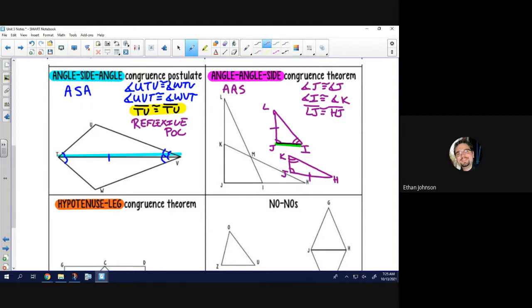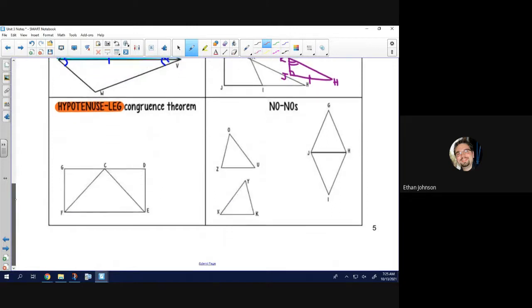Now we have one last type of triangle congruency that could work. And that's hypotenuse leg. Hypotenuse leg is not that common. It's not that common because we have to have a hypotenuse. Now, it might have been a while, but hypotenuse is the side across from a right angle. So this only works for right triangles.